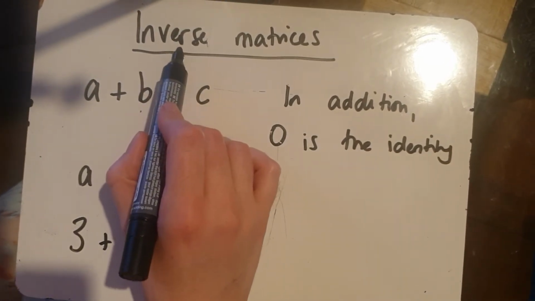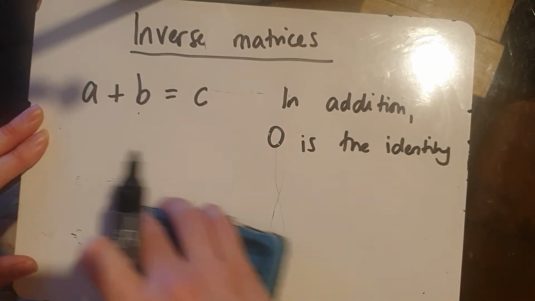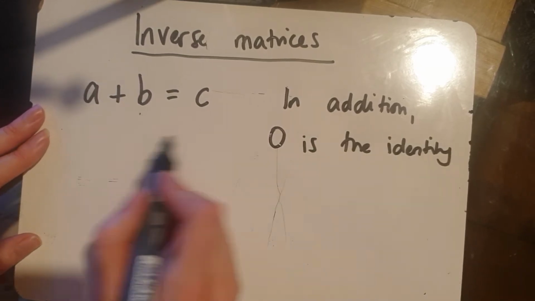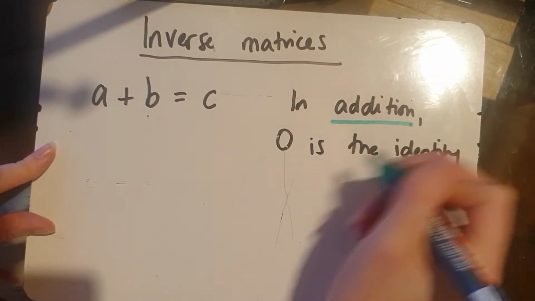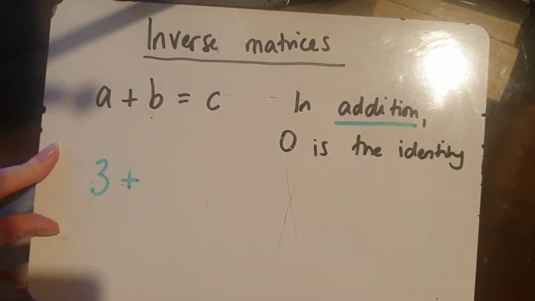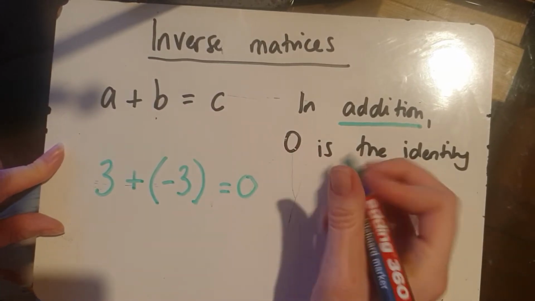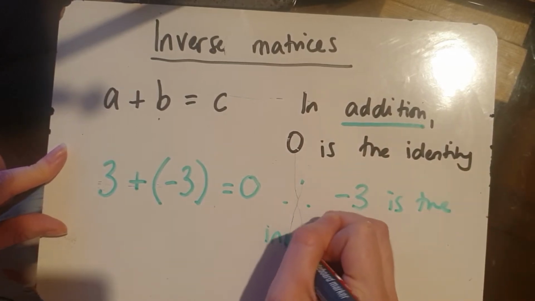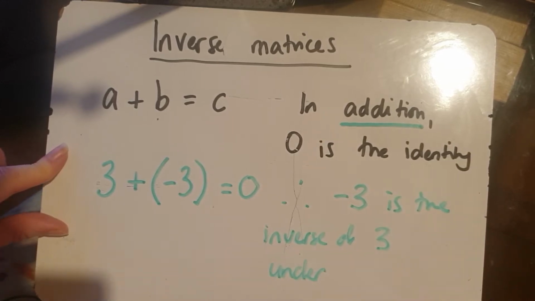But today we're looking at inverses. So what are inverses? Well, the inverse of something is whatever takes it back to the identity. So under addition, if I have 3 and I want to add something to it to take it back to the identity, I would need to add -3. So -3 is the inverse of 3 under addition.